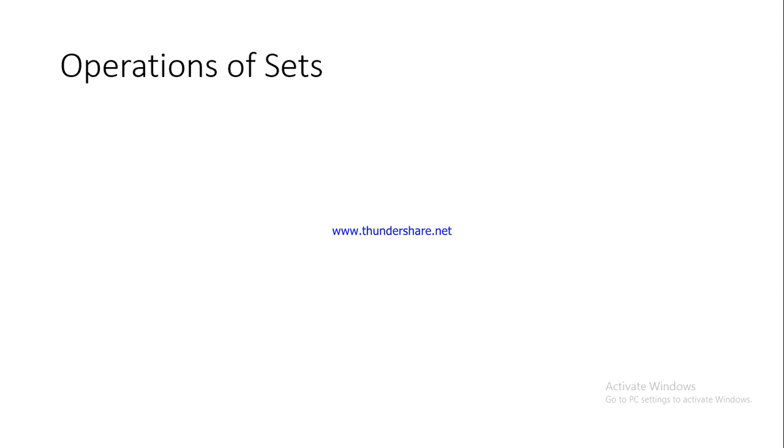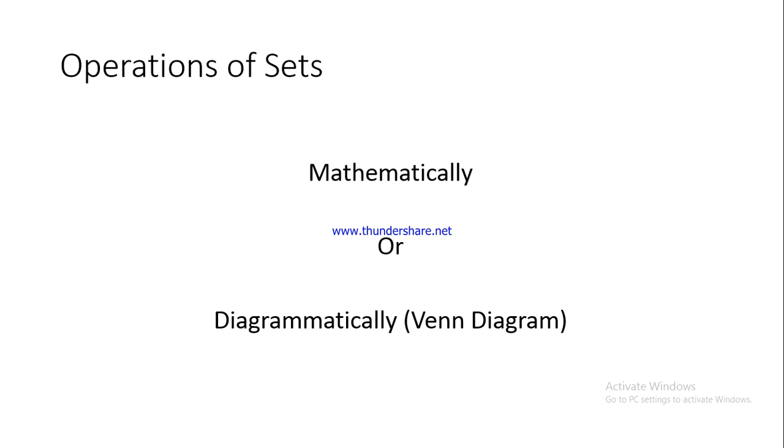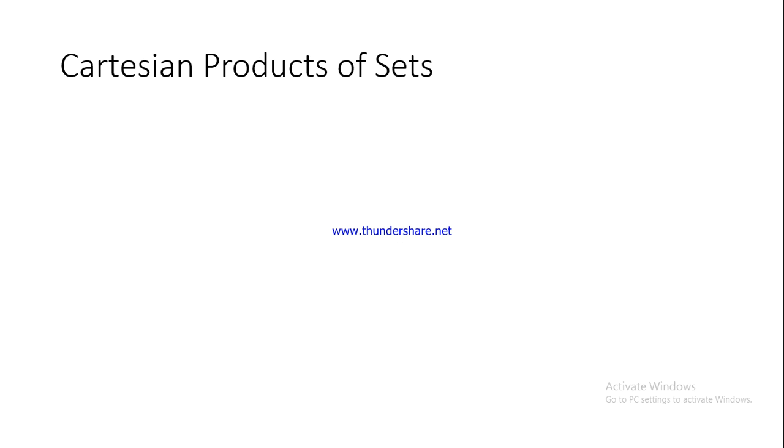So let us talk about the operations of sets both mathematically and using the Venn diagram diagrammatically. So we'll be taking care of both the mathematical operations and how do we represent the same operations diagrammatically using the Venn diagram. So the first thing that we'll have to look at is the Cartesian products of sets. What is the Cartesian products of set? So it is basically the product of two non-empty sets.